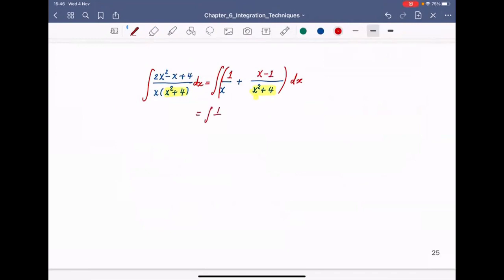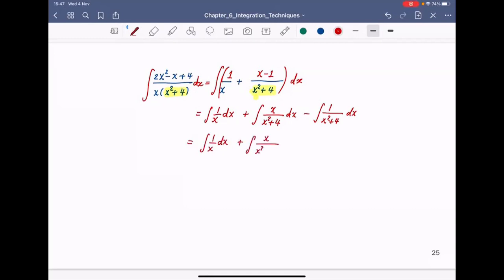So you can have integral of 1 over x dx. Well, this is easy. And then plus, how do you integrate x minus 1 over x squared plus 4? I'm going to split that into x over x squared plus 4 dx, and then minus integral of 1 over x squared plus 4. The reason I do this is that on the first term I can do u substitution, and on the last term I can get to arctan, right? I'm just going to keep it like that. So I'm going to do the u substitution first.